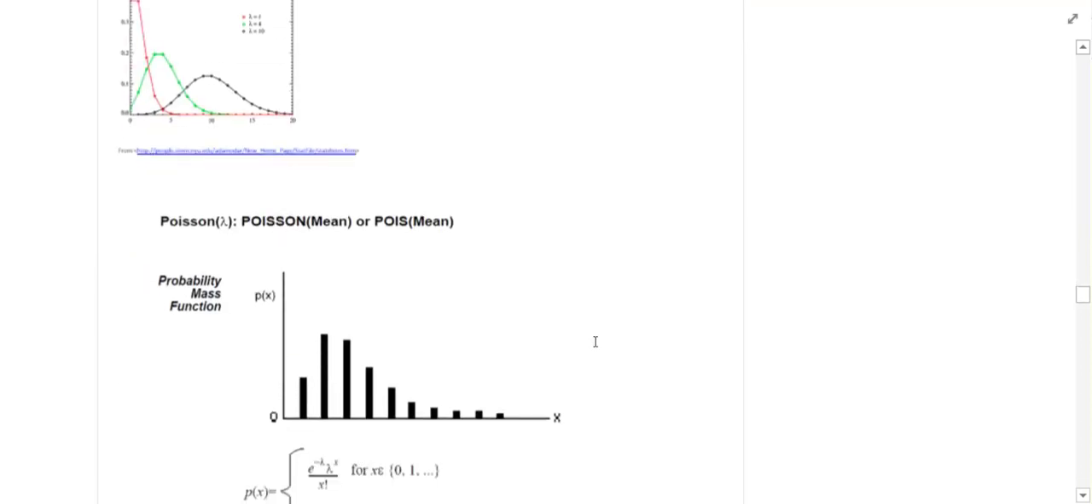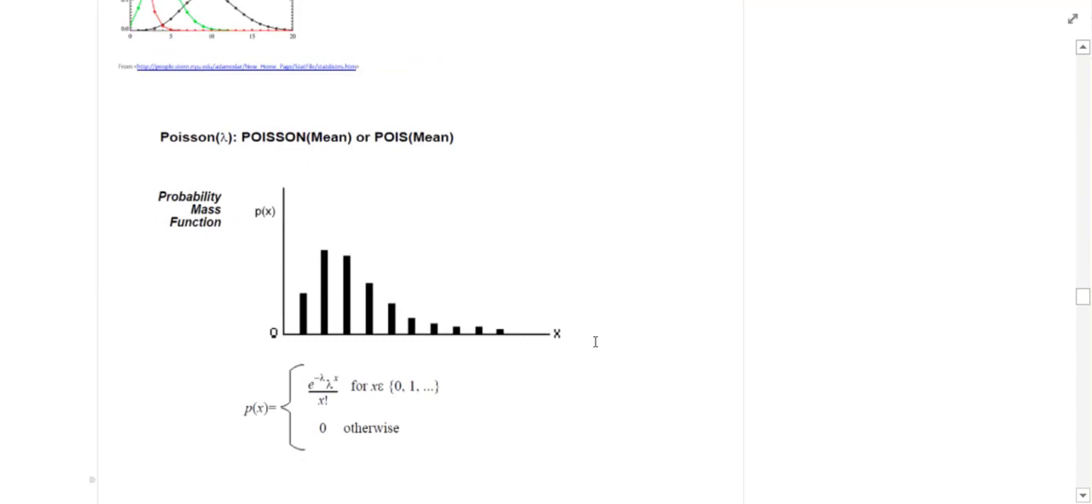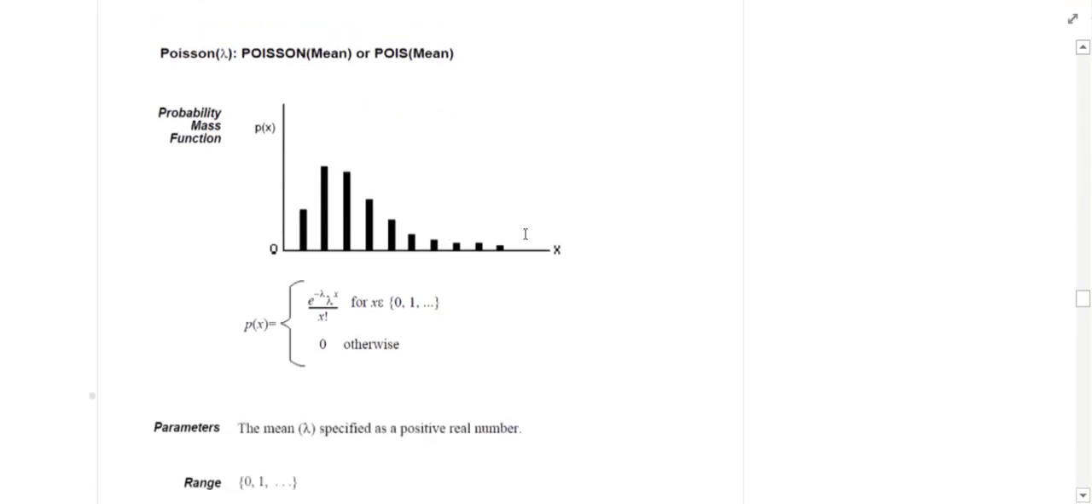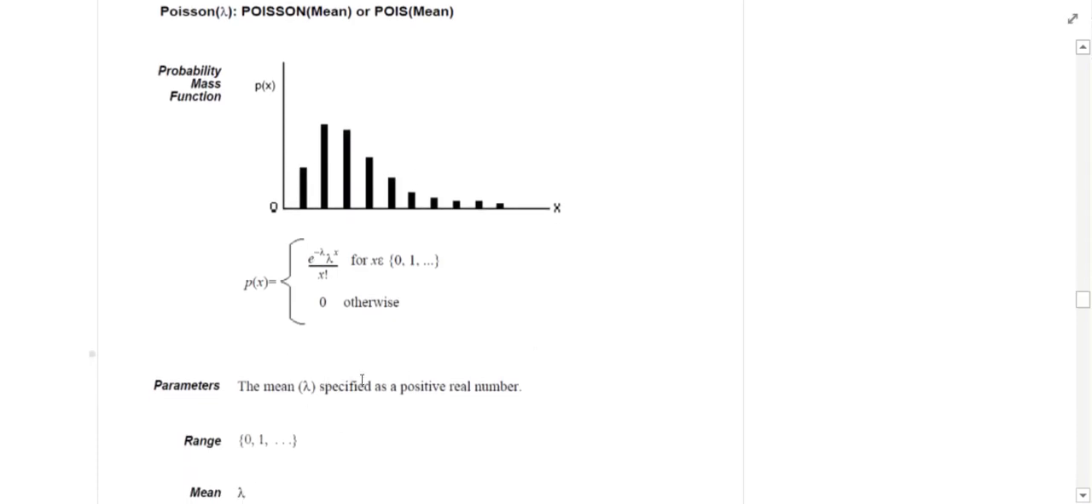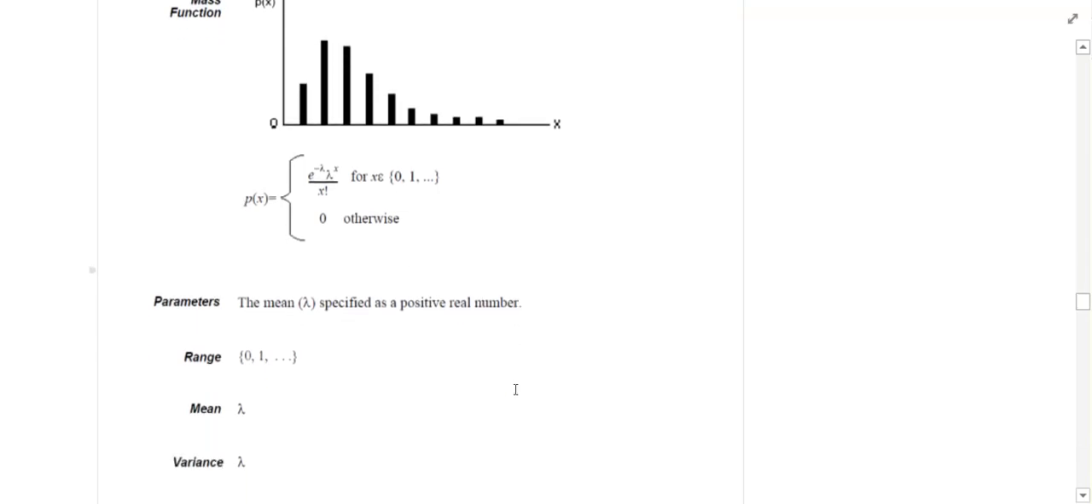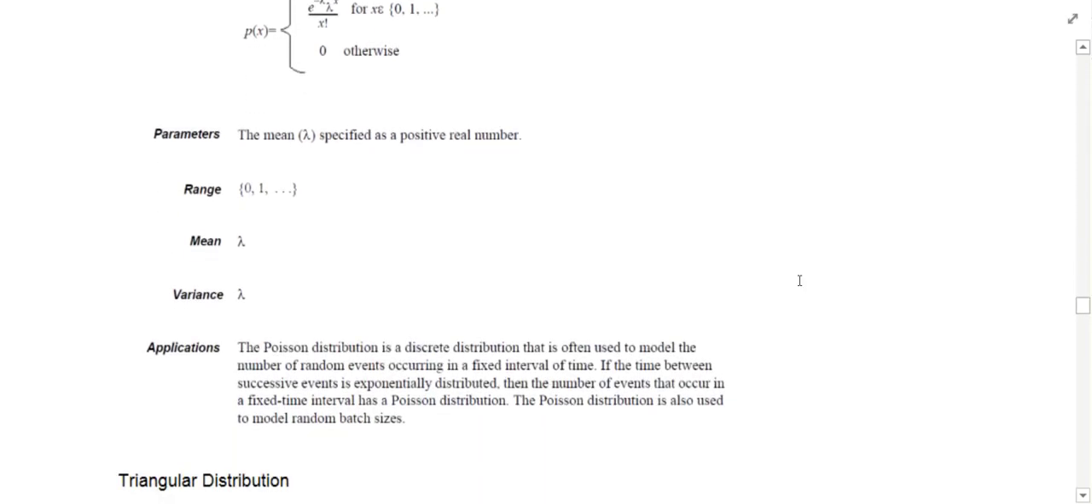In terms of ARENA, the Poisson requires the mean. You can see a graph of the probability, or histogram of the probability mass function here. And the mean, lambda, is specified as a positive real number. Our range is the natural counting numbers, with mean and variance being the same at lambda.